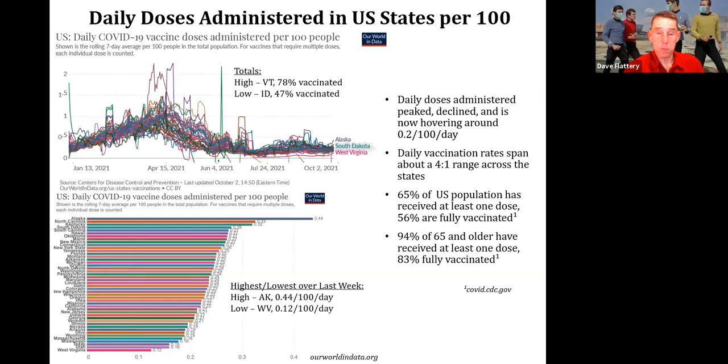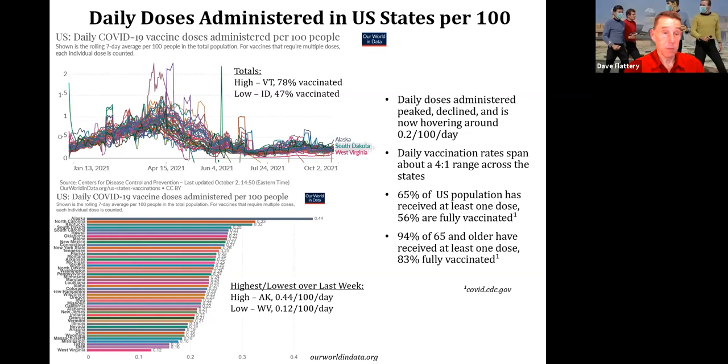The rates span a range of about 4 to 1 across the states. So a fairly large range in terms of vaccination rates across the states. These are for the last week, who's had the highest per capita vaccinations. This top one is Alaska.